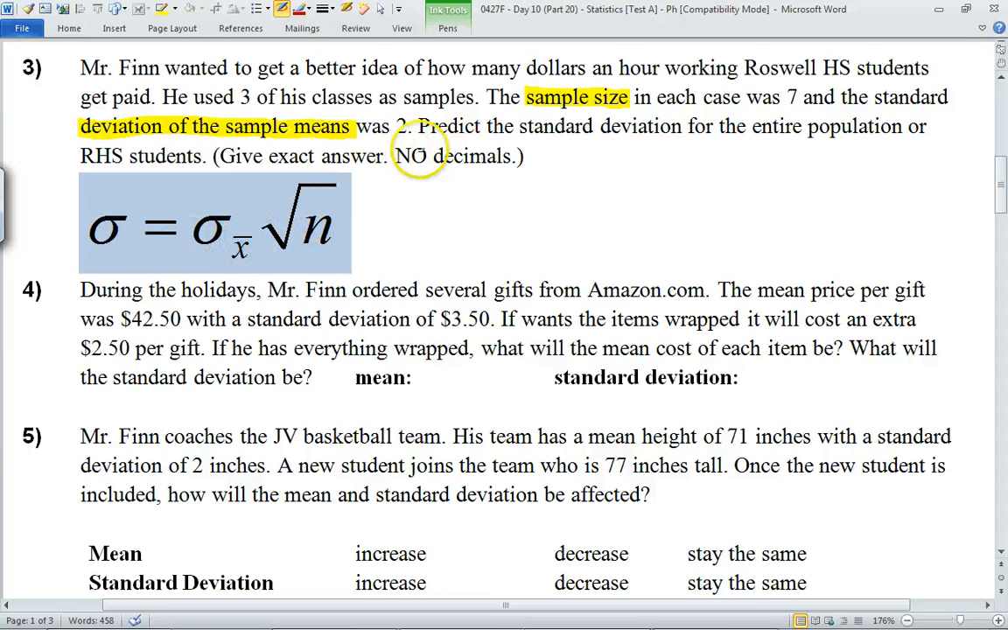This is the formula that involves standard deviation of the sample means. And look right here. This is the standard deviation of the sample mean. Look at this as one variable. You know this represents the standard deviation, and this represents the sample mean. So together this means standard deviation of the sample mean. This variable n represents the sample size. And this one over here represents the standard deviation of the population.